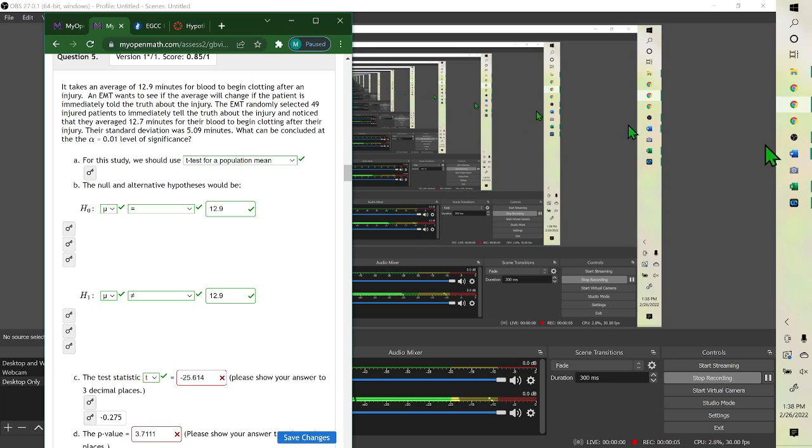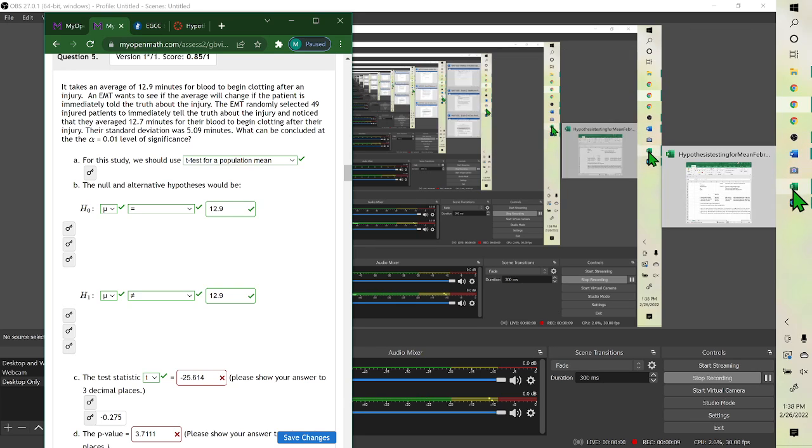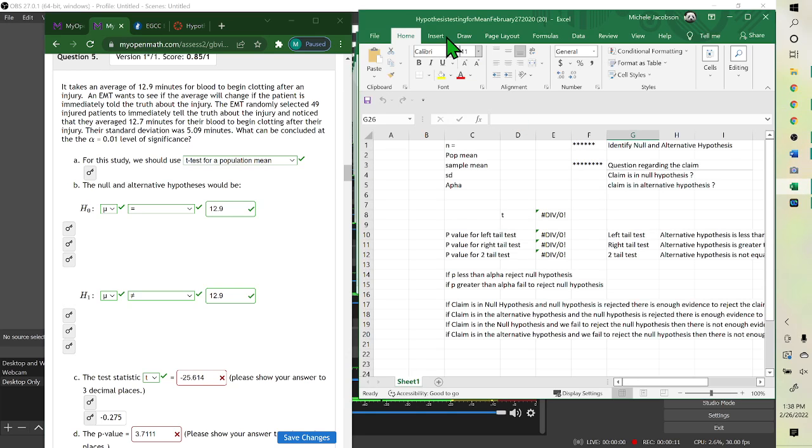For the tests on population mean, you want to use the hypothesis testing for mean that's on Canvas in Chapter 9. And then you want to enter these values here, and it will give you everything that you need.